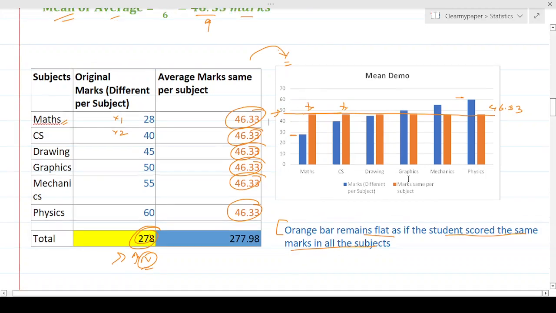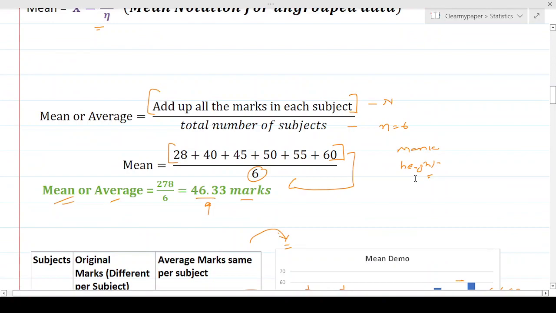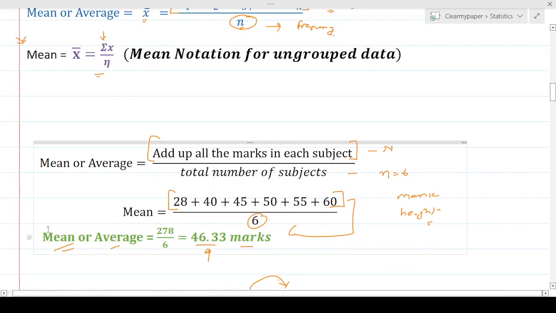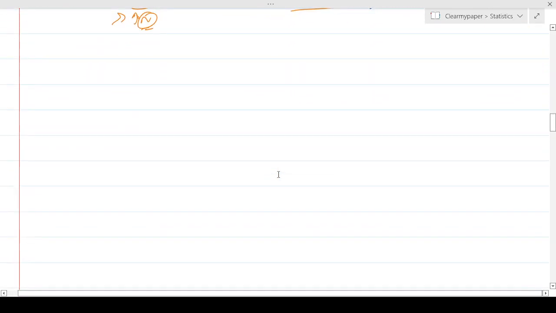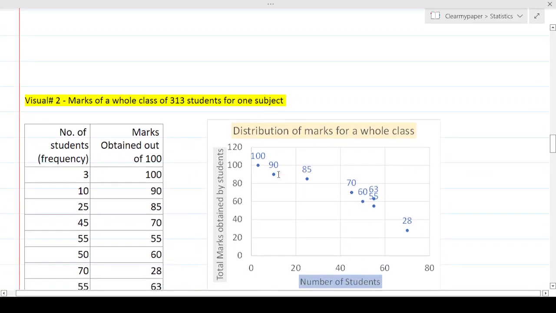Okay, that's the calculation of mean with the example that we took, and all you have to remember is this particular formula: add up all the values in the numerator and put the total number of subjects in the denominator. So let's see one more example, and then that should be a wrap up on this topic.